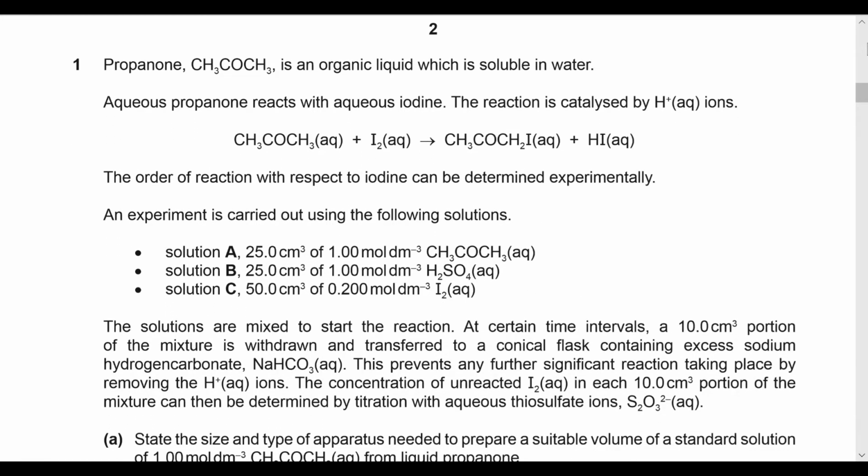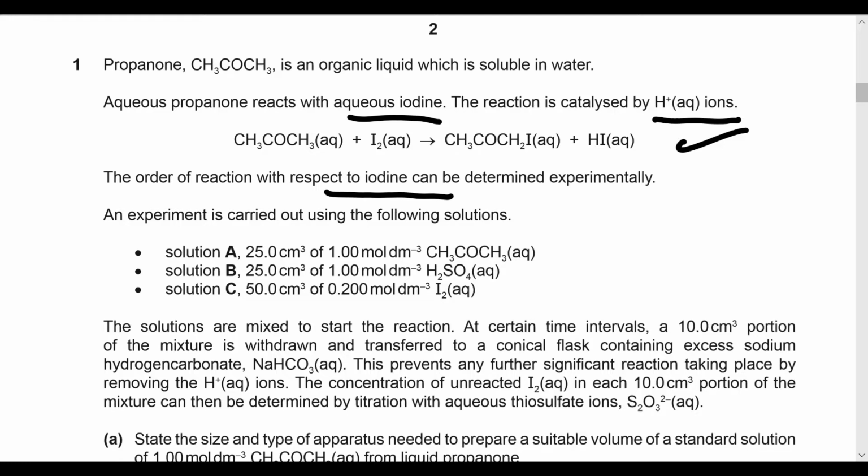Here in this question, we have propanone, an organic liquid which is soluble in water. Aqueous propanone reacts with iodine, and this reaction is catalyzed by the acidic ion, the hydrogen ion, and the balanced chemical equation is written in the question. The order of reaction with respect to iodine can be determined experimentally. So in this experiment, we are going to determine the order of reaction with respect to the iodine.